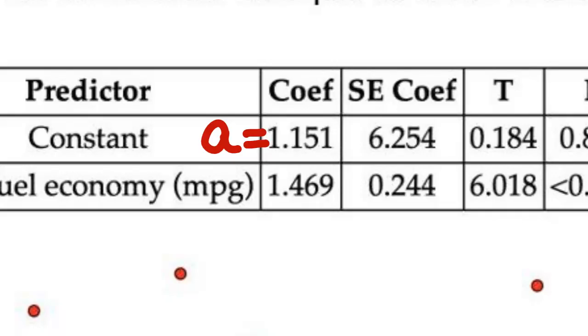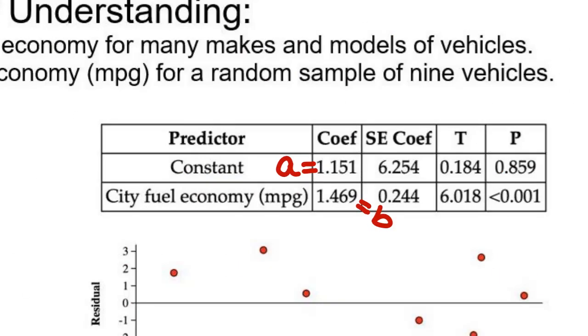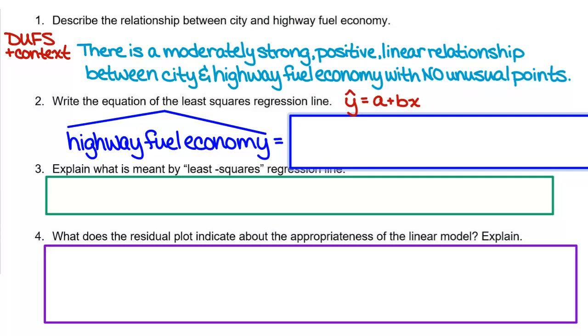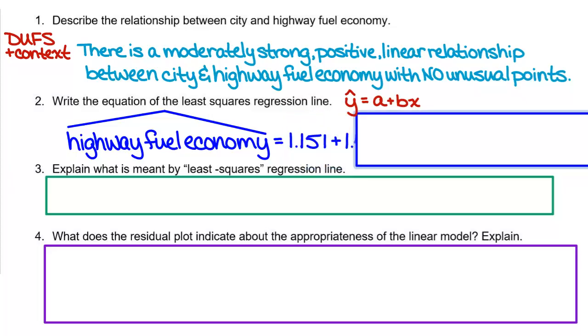And so then where do we get B from? Yep, right next to where it says city fuel economy. So highway fuel economy hat equals 1.151 plus 1.469 times X. What's X? City fuel economy.